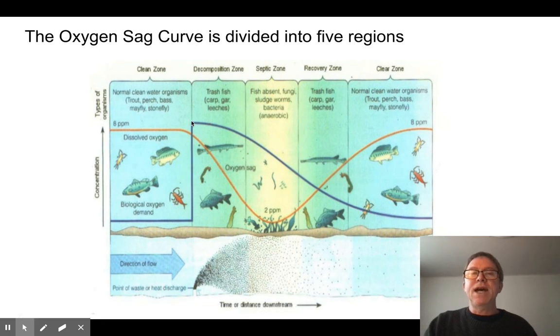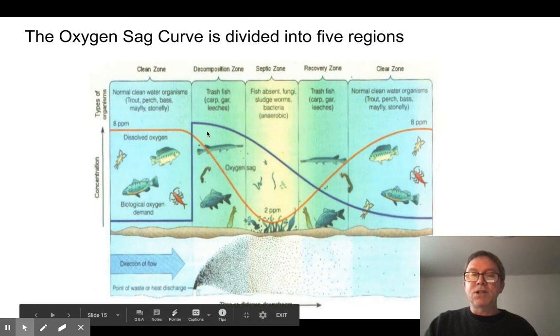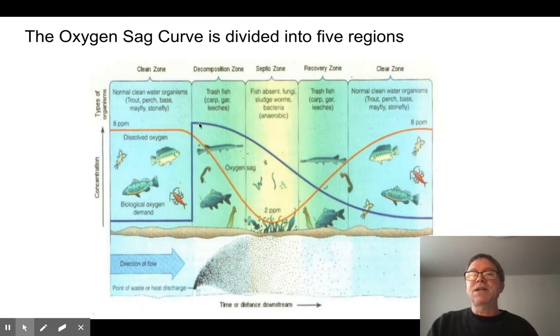Okay, and what happens is we get this sag curve, right? So here the concentration of waste is very high. As I move away, I like this graphic because I can see it becoming dispersed and more dilute. So initially, it's very concentrated, so the bacteria are eating a lot of it, so the oxygen plummets, and we get the zone right near it where we just have very little in the way of healthy fish. We have trash fish, like carp, which you see in the streams here in Korea, gars, we have leeches, things like that.